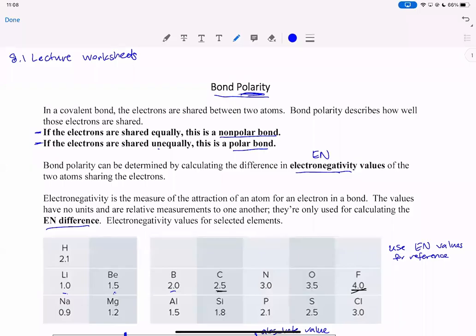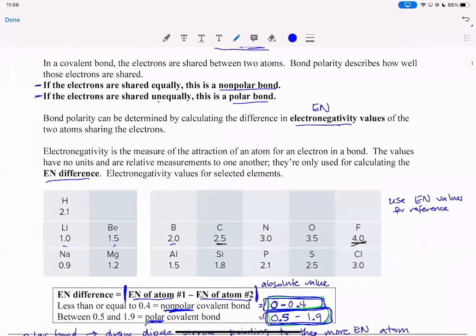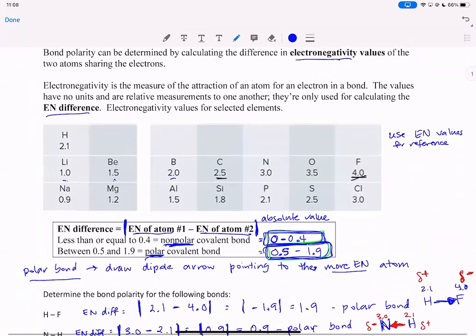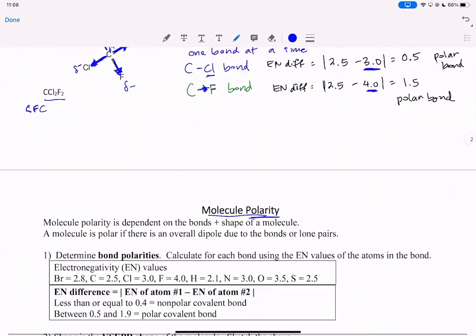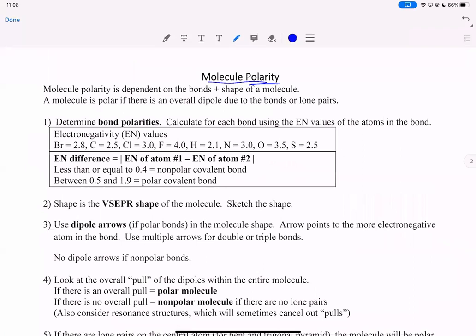We're going to move on from bond polarity, as promised, into molecule polarity. So you're down with bond polarity. That's the electronegativity calculation. Well, molecule polarity is different. The starting point is looking at the bonds that are polar and adding dipole arrows.